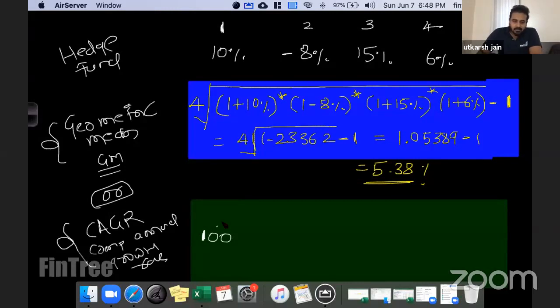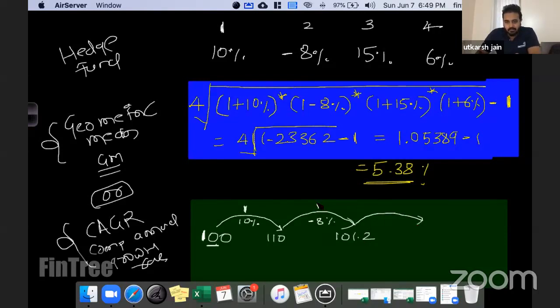So I'll take this 100, and for 1 year, my 100 gets invested at the rate of 10 percent. If 100 gets invested at the rate of 10 percent, how much does it become at the end of the first year? 110, right? And then this 110 gets invested at the rate of negative 8 percent for a year. So can you please do 110 minus 8 percent? What you get then is 101.2. Unfortunately, you lost 8 percent this year, so your 110 became 101.2.